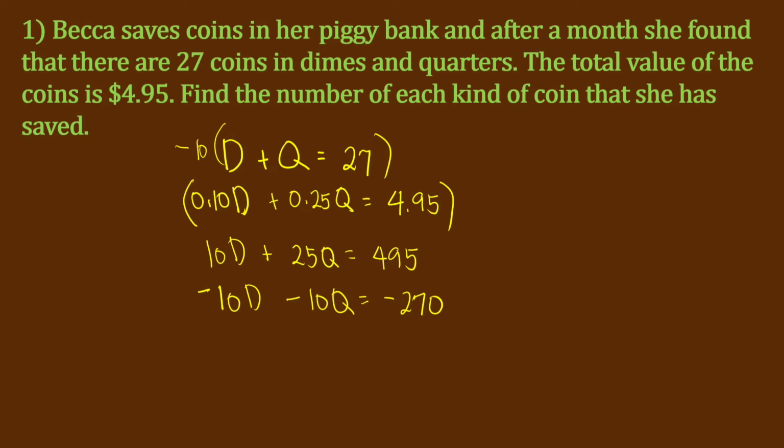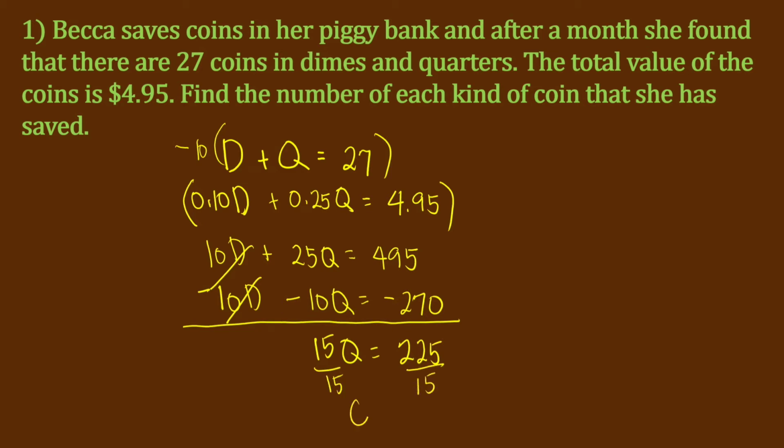So eliminating that variable, D cancels out. 25Q minus 10Q will give us 15Q, and 495 minus 270 will give us 225. Then divide both sides by 15. That will give us 15. So there are 15 quarters.